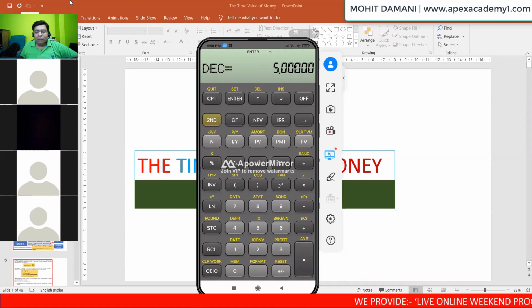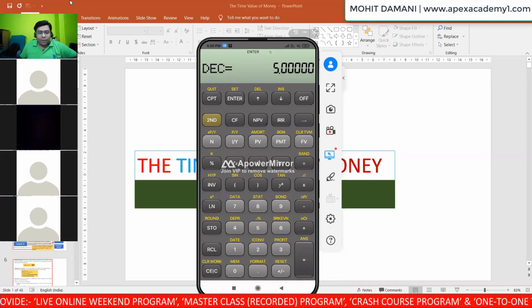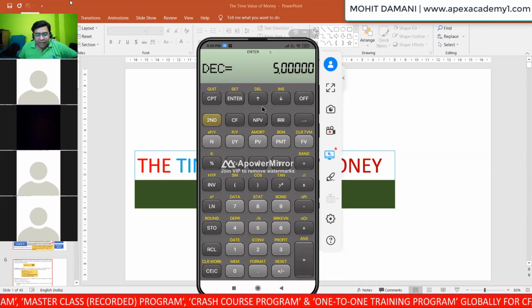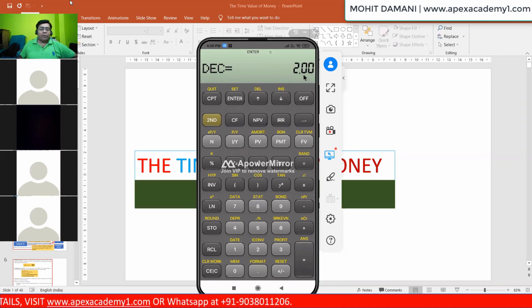You will see now that the calculator is till 5 digits. The functions that we see are till 5 digits. Okay, so second, if you want to shift it back to 2 digits, then what you will do, 2 and then again enter. See, it shifts back to 2 digits.